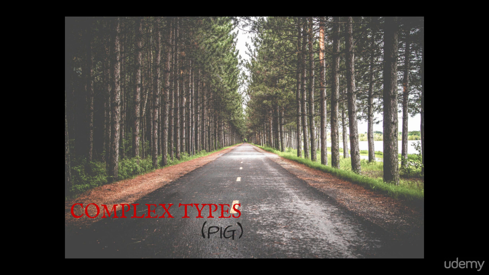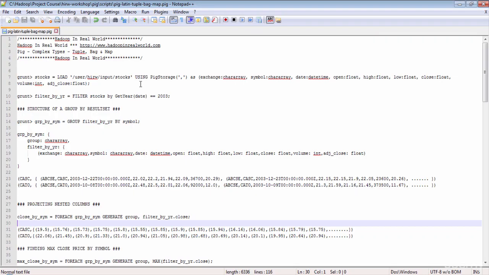Hey guys, welcome back. We now know how to load a dataset in Pig and how to project and manipulate columns in Pig. All the columns we have looked at so far are simple data types like int, float, etc. But Pig can support data types which are complex and nested as well. In this lesson, we'll learn three complex data types in Pig: tuple, bag, and map. So take a look at the instructions right here.